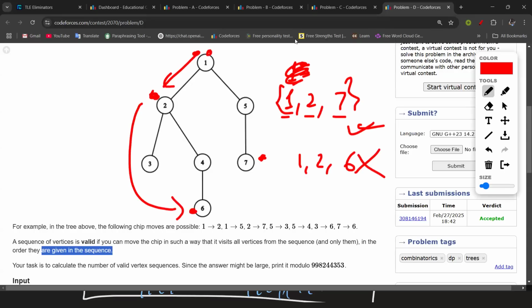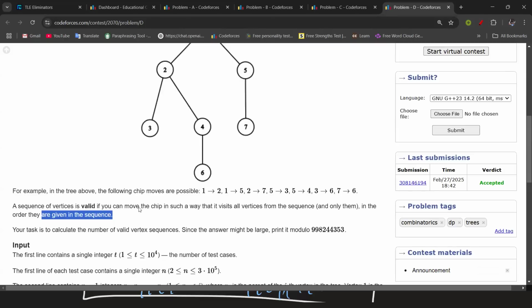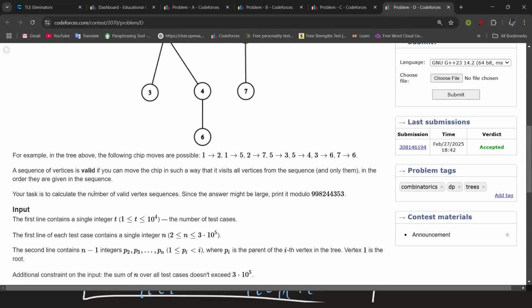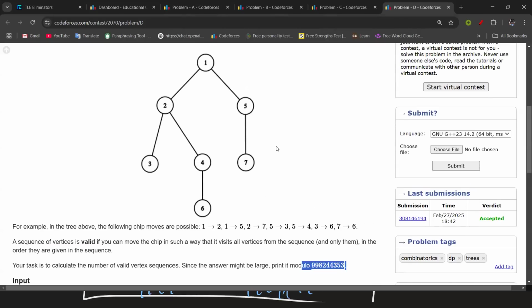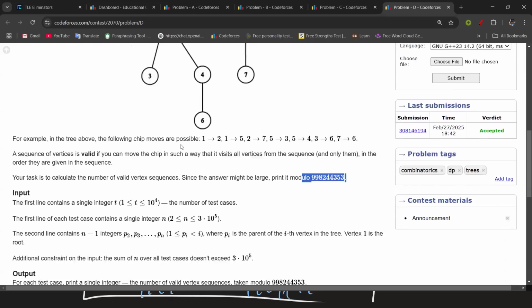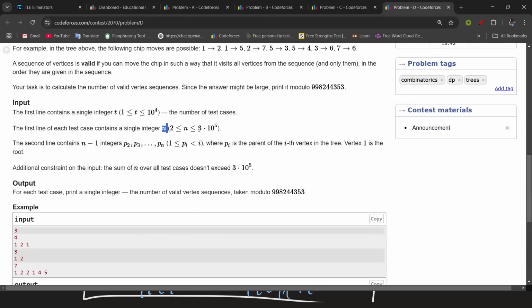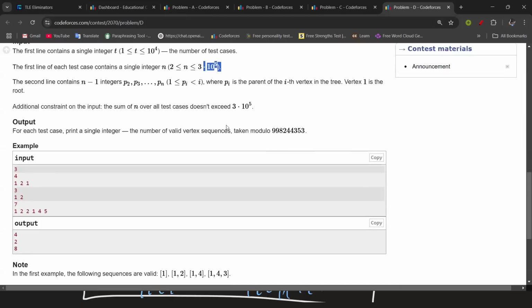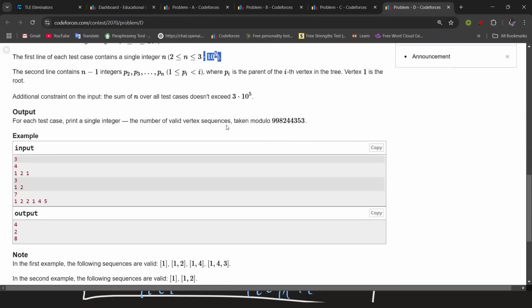Okay, so that's what a valid sequence is. Your task is to calculate the number of valid sequences and print it modulo this. So you are given a tree, you just need to find how many valid sequences there are in the tree. Simple. The n is given as 3, 5, so you have to do it in some order of n time or n log n time.